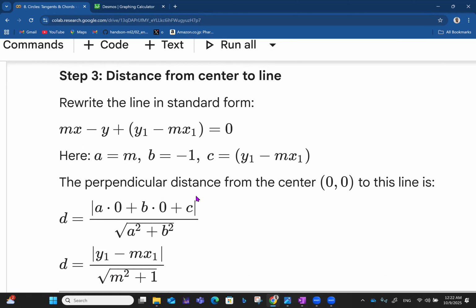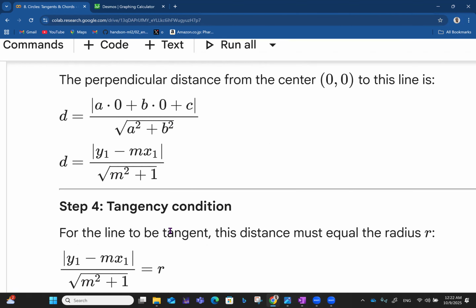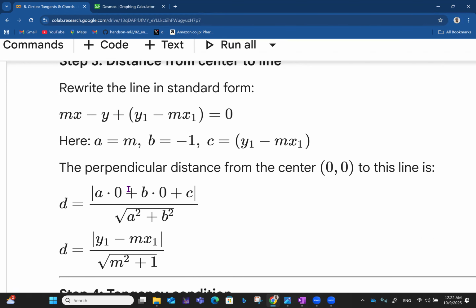So we can say that the perpendicular distance from the center (0, 0) to this line will simply be d equals the absolute value of a times 0 plus b times 0 plus c, all over the square root of a squared plus b squared. And then we see that a times 0, then b times 0, the only thing we have left is c.